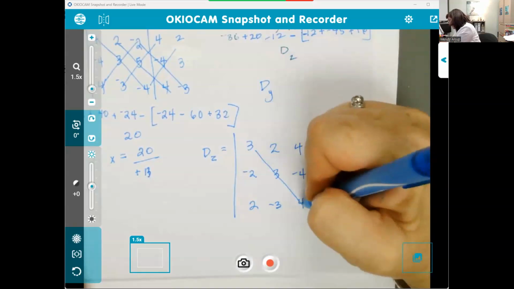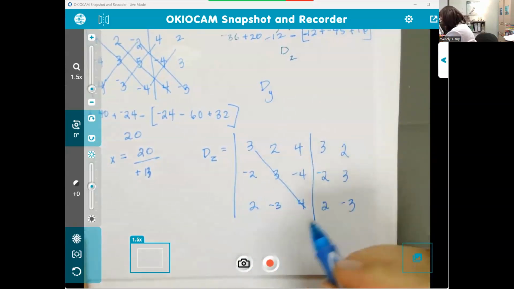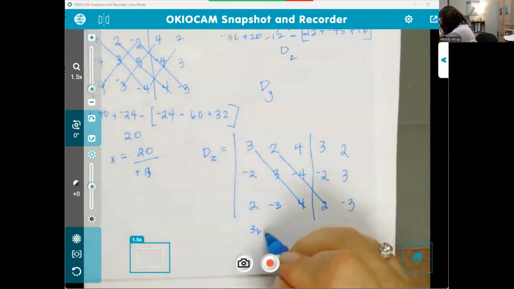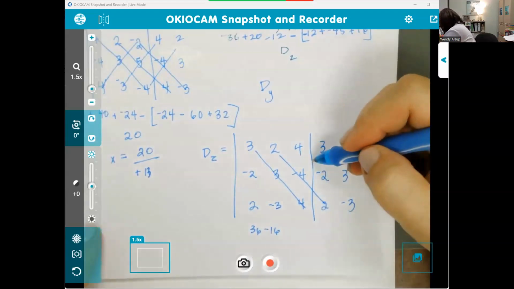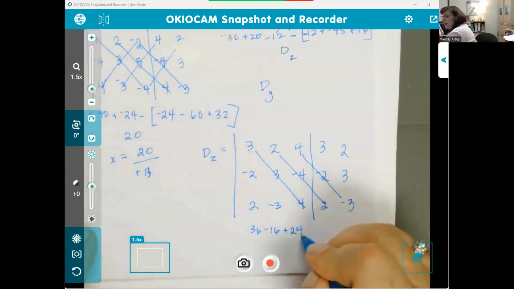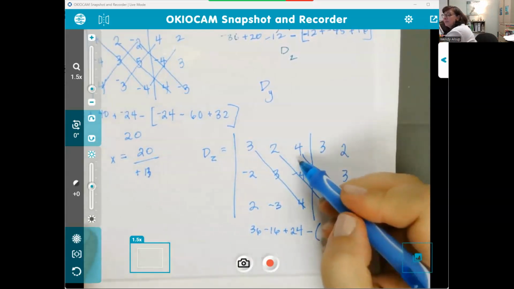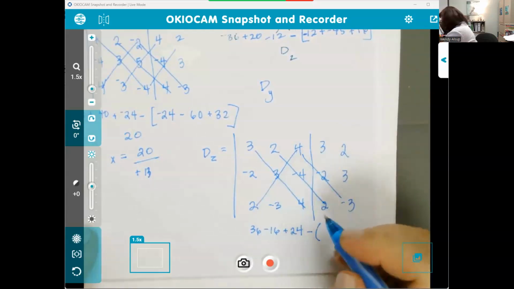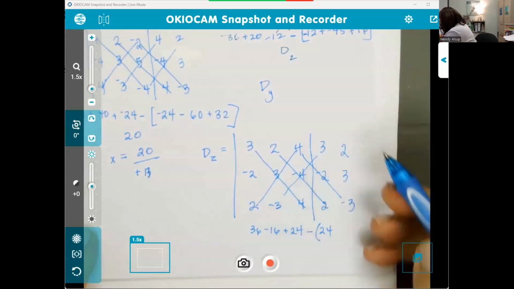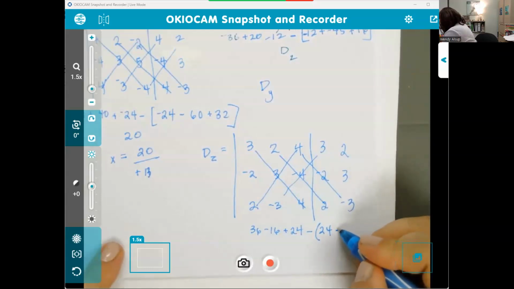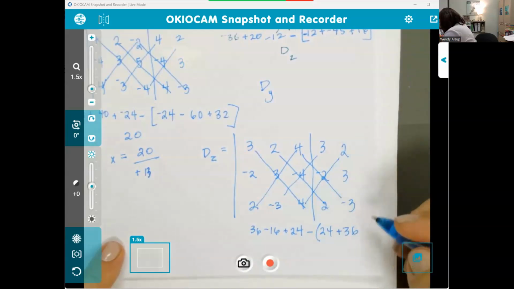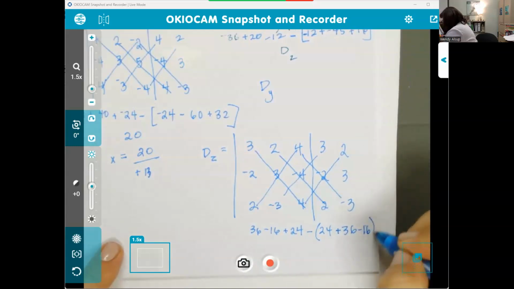And let's multiply. 9 and 4, 36. 4 and negative 4 is negative 16. Negative 8 and negative 3 is positive 24. And now I'm going to subtract 24, 36, and negative 16. All right, drum roll.